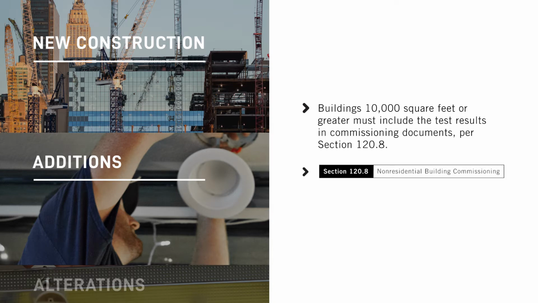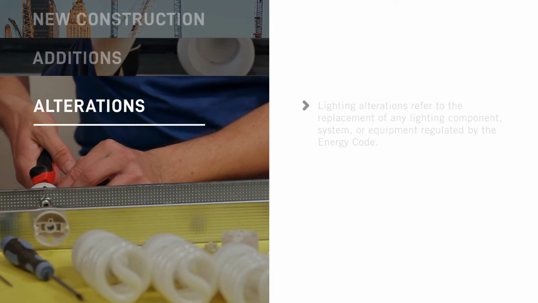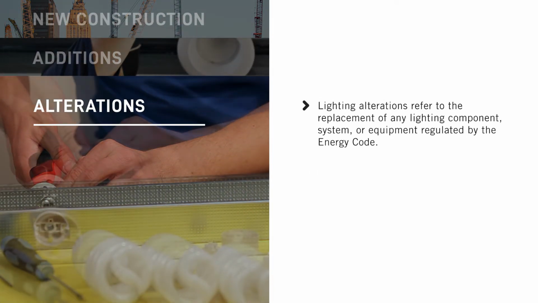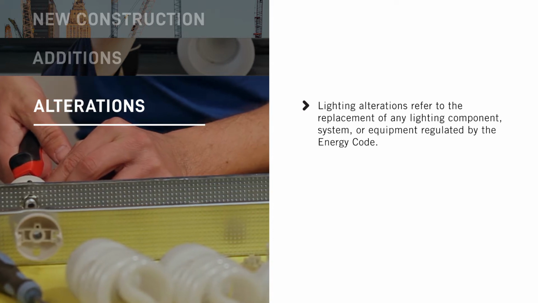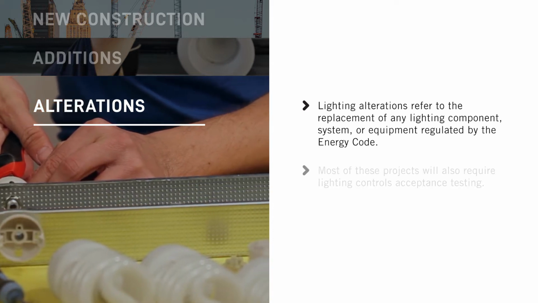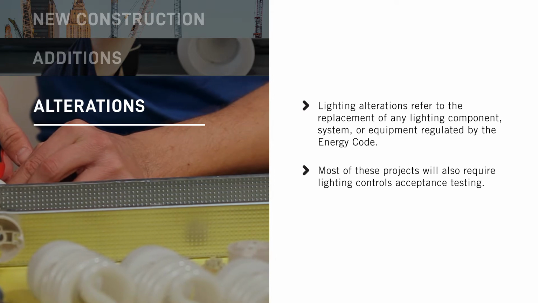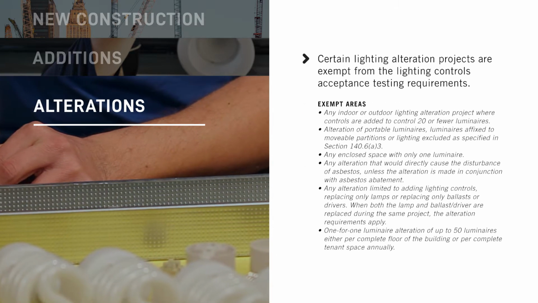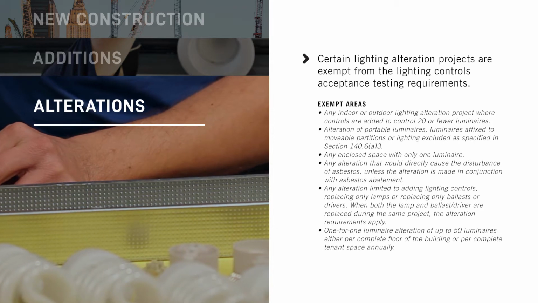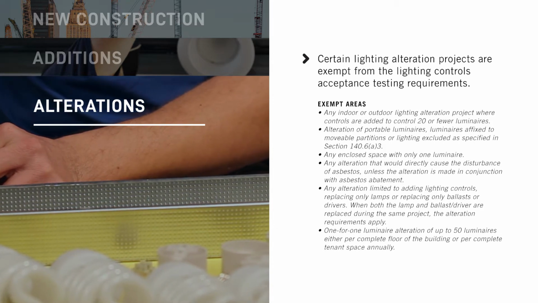Lighting alterations refer to the replacement of any lighting component, system, or equipment regulated by the Energy Code. Most of these projects will also require lighting controls acceptance testing. However, certain lighting alteration projects are exempt from the lighting controls acceptance testing requirements.